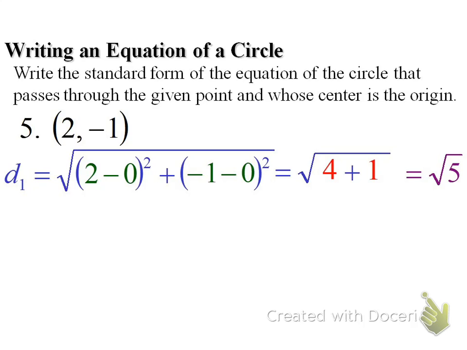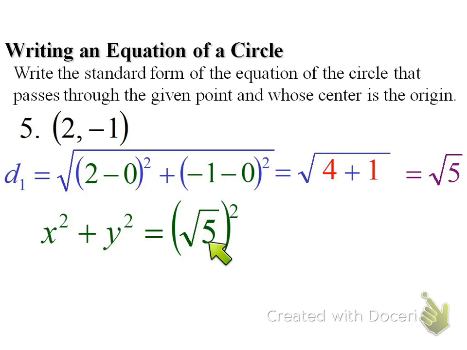So what would the equation of this circle be? What do I start with for a circle? X squared plus y squared equals, do not forget to square the radius. The radius is the square root of 5, so you have to square it. Well, what's square root of 5 squared? 5. So our equation for this circle is x squared plus y squared equals 5. What are your questions on this one?